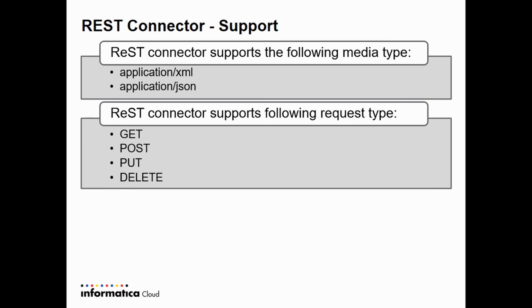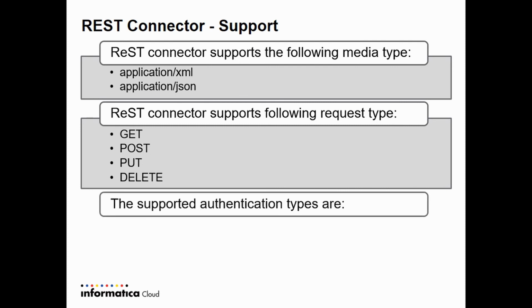PUT is another type of request which is most often utilized for update capabilities. PUT puts a file or resource at a specific URI and exactly at that URI. If there is already a file or resource at that URI, PUT replaces that file or resource. If there is no file or resource there, PUT creates one. The last request type supported by the REST connector is DELETE, which is used to delete a resource identified by a URI. REST supports the following authentication types.